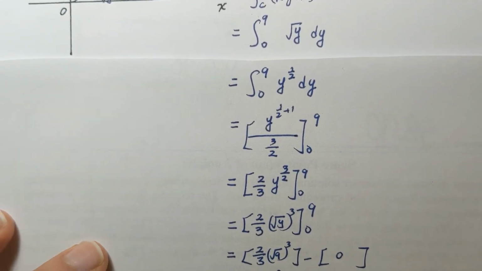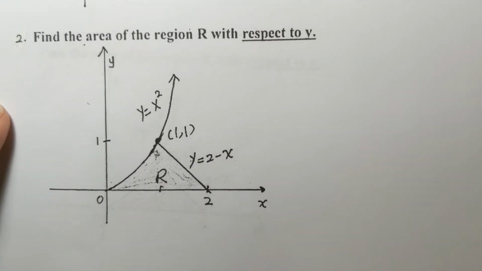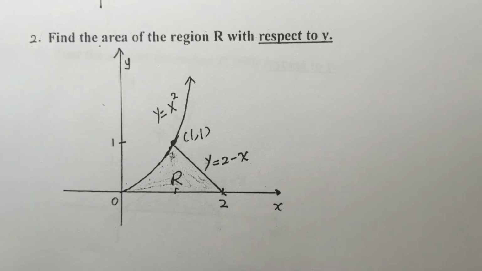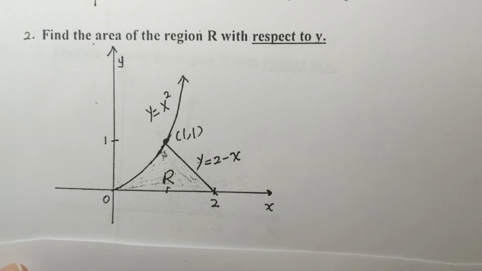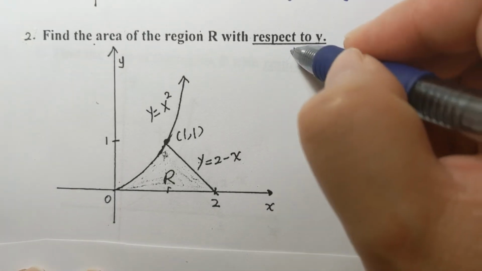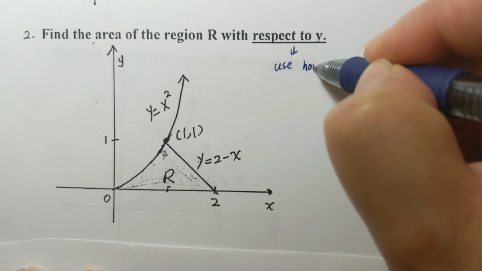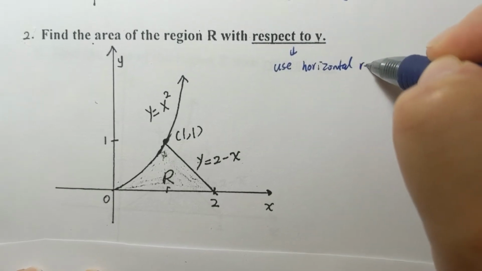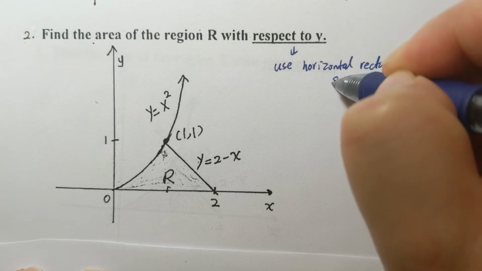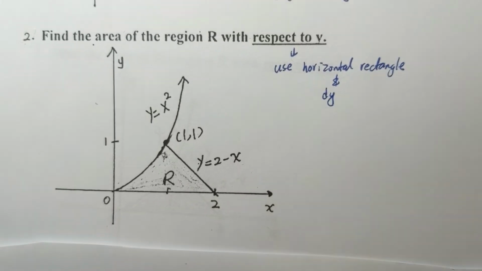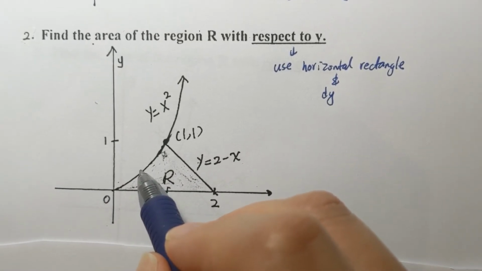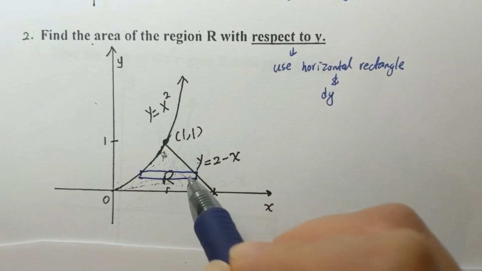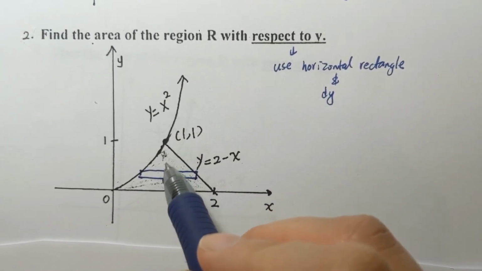Now let's take a look at the next question. Question number 2 asks us to find the area of the region R with respect to y. So we're going to use horizontal rectangles and dy. So now you're going to randomly draw one over here. You don't have to draw a lot of rectangles, you can draw just one, knowing there will be many and many.